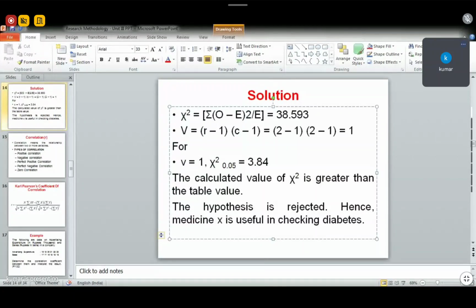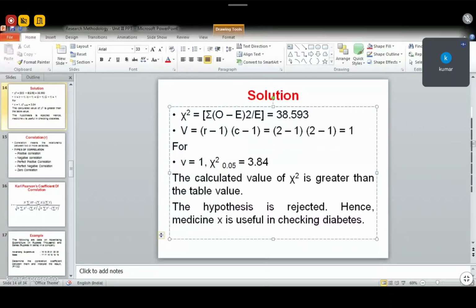Suppose your calculated value is less than the table value, then you should have accepted the null hypothesis, which means it has no effect, not useful. So in this case, we have rejected null hypothesis because the calculated value is greater than the table value. Therefore, final conclusion is medicine X is useful in checking the diabetes. Right? Okay. Got it now?